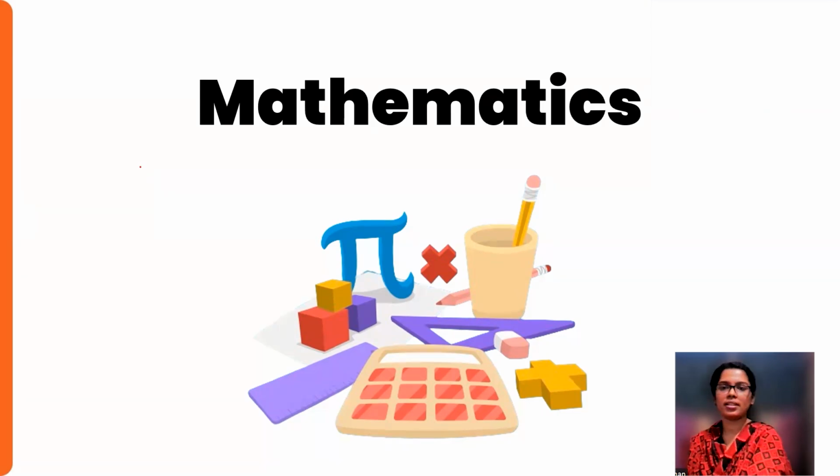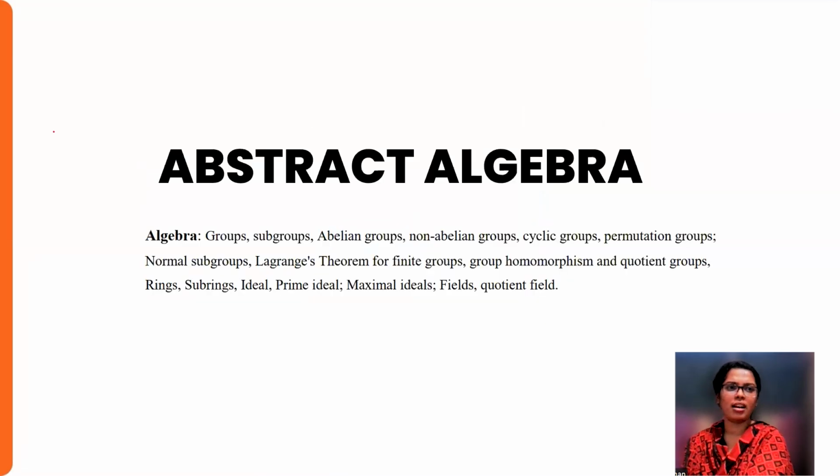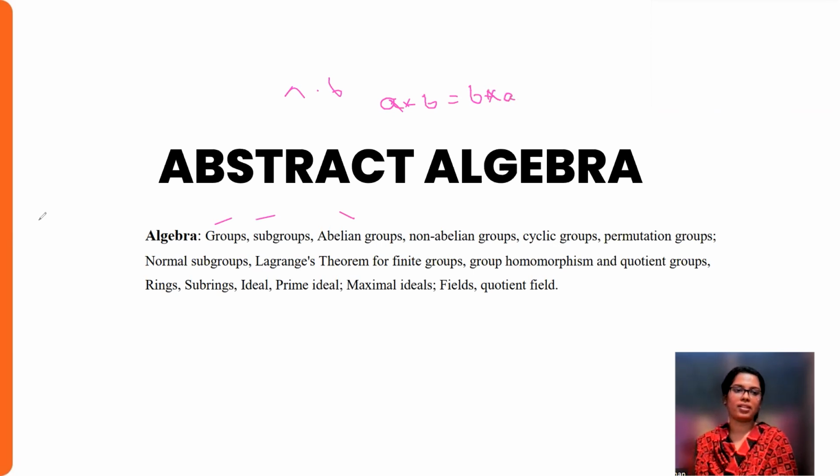In the previous class, we covered the basic definition of groups, saw the properties of subgroups, and also saw abelian groups, which are commutative. If you take any two elements A and B from the group, then A star B, that is, the binary operation between A and B, is equal to the binary operation between B and A. This is what we did in the previous class.